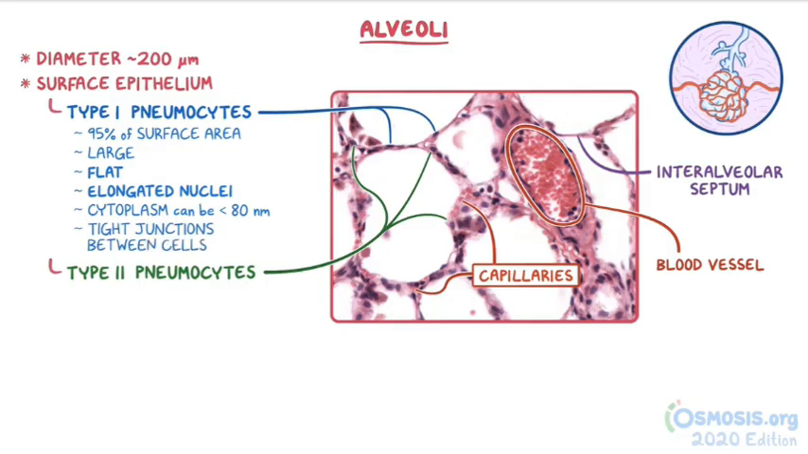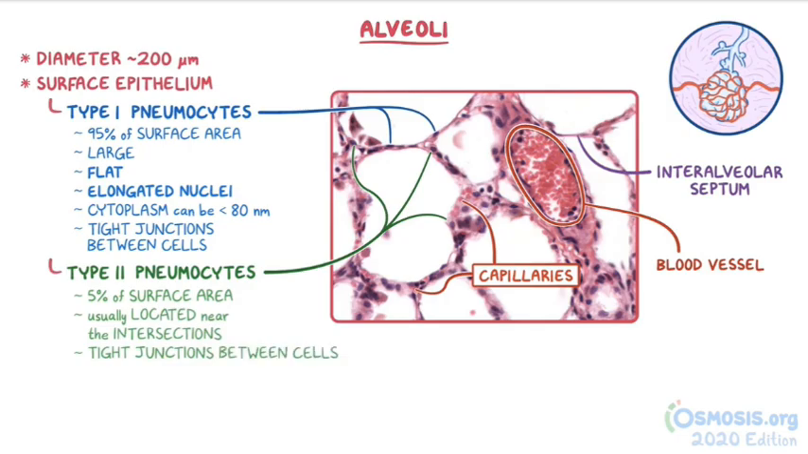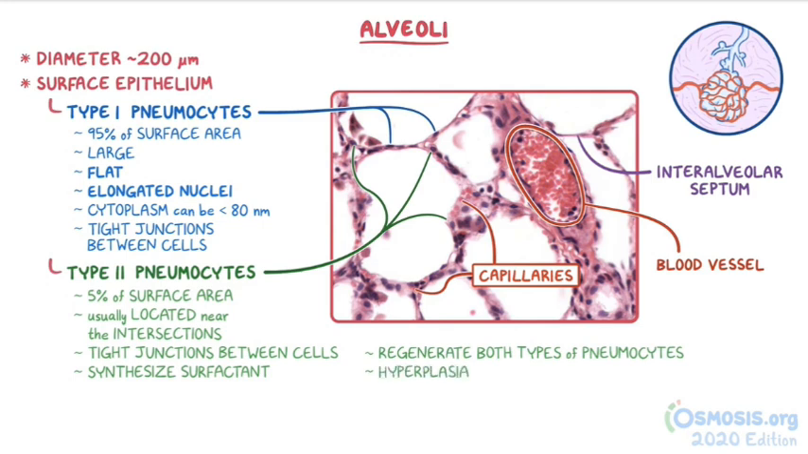The type 2 pneumocytes are cuboidal cells and only make up about 5% of the alveolar surface area. These cells are usually located near the intersections of the septums and also form tight junctions with neighboring cells, similar to type 1 pneumocytes. Type 2 pneumocytes are capable of synthesizing pulmonary surfactant and dividing in order to regenerate both types of pneumocytes. As a result, hyperplasia of type 2 pneumocytes is an important marker for alveolar injury and repair within the lungs.